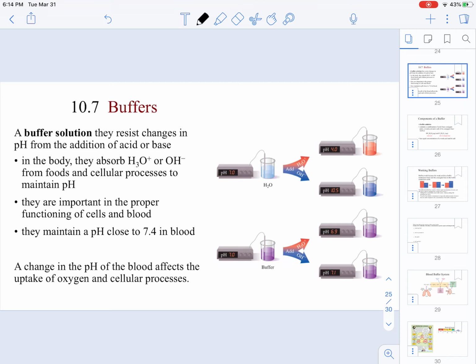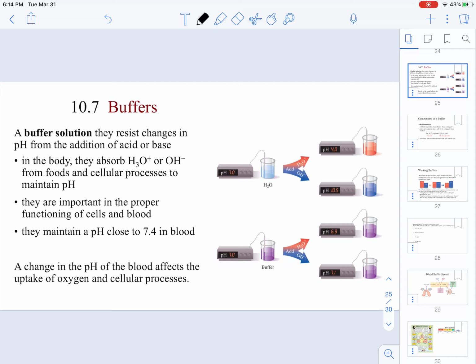In the body, we do have buffer solutions, and they absorb hydronium ions or protons and hydroxide ions that we have from foods and sometimes from cellular processes, because the body needs to maintain a pH. These buffers are important for proper functioning of cells and even the blood. The pH of the blood has to be close to 7.4, so it is slightly basic. Any changes to the pH in the blood affect the uptake of oxygen and the cellular processes.